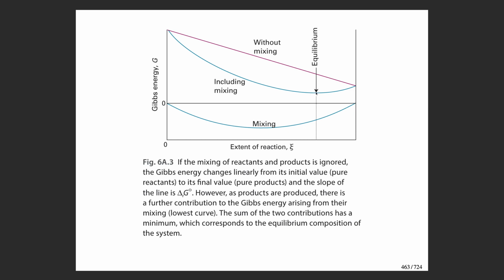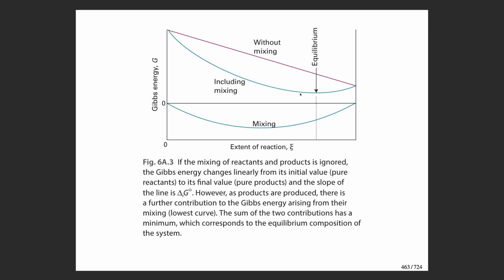And so if we go back to our rule that the Gibbs energy tends to a minimum when it reaches equilibrium, that means that the equilibrium point will not lie at the edge of the graph here. It's going to lie right here. And so that's the rationalization for why chemical reactions don't always go to completion. It's due to this entropy contribution associated with mixing.